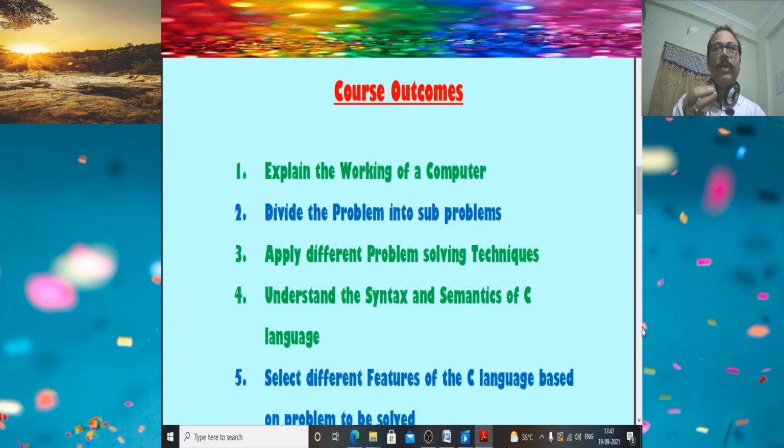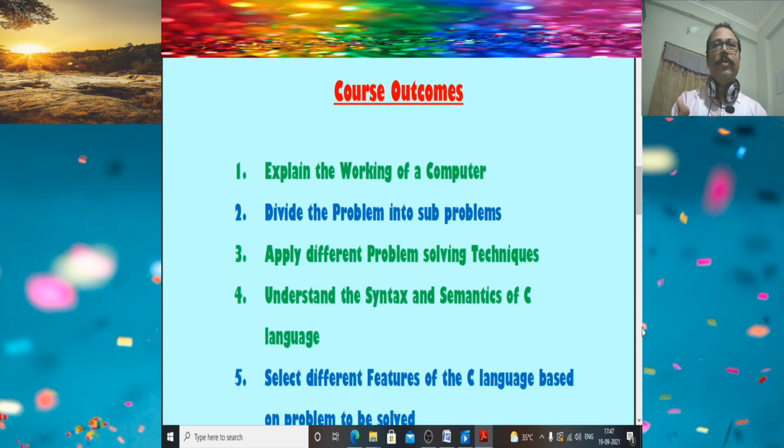Now, why you have to know how the computer works? You can provide effective solutions using computers if you know how computer actually works. Whenever you try to write large programs, you try to exploit the features of a computer. So we'll discuss the working of a computer. You will be able to demonstrate to the others.